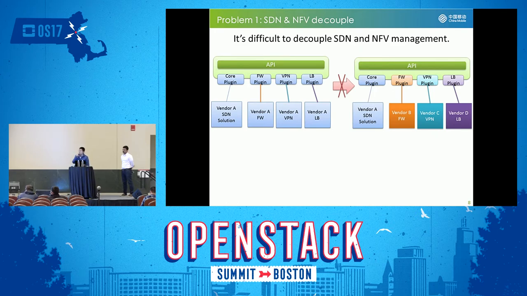Here are the problems and the challenges. The first problem is the upstream Neutron limitation, which is that SDN and NV appliance management are deeply coupled from the OpenStack management plane. It's very difficult to decouple NV function from the SDN. Because of this limitation, it's also impossible to have multiple NV vendors work on top of the same SDN controller.